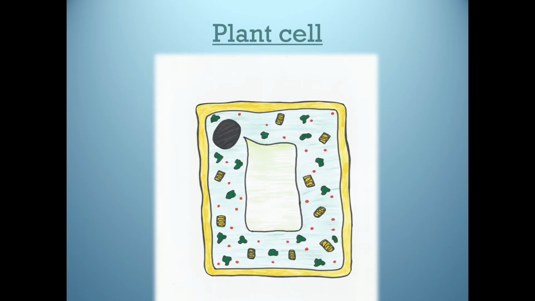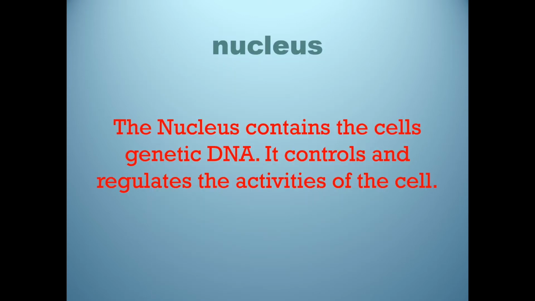Now let's have a look at a plant cell. The nucleus. The nucleus contains the cell's genetic DNA. It controls and regulates the activities of the cell.